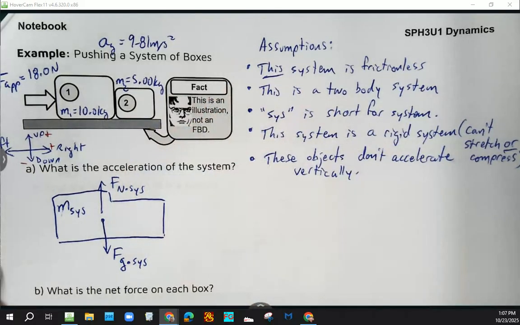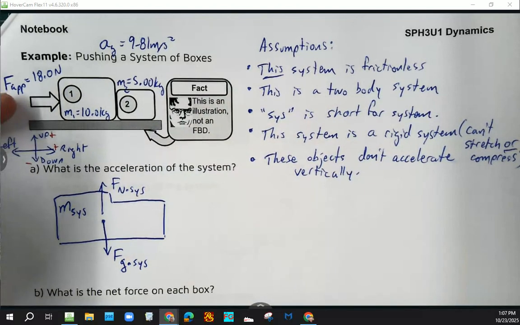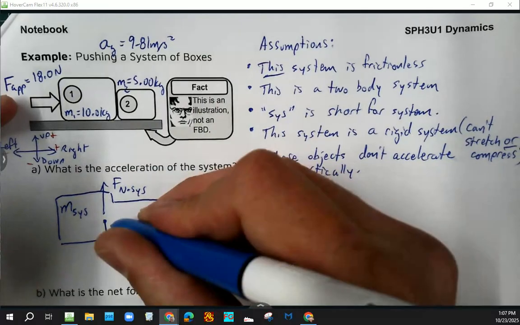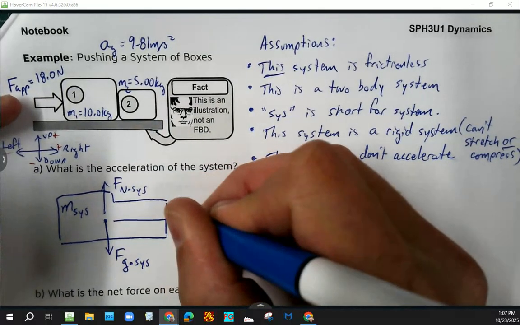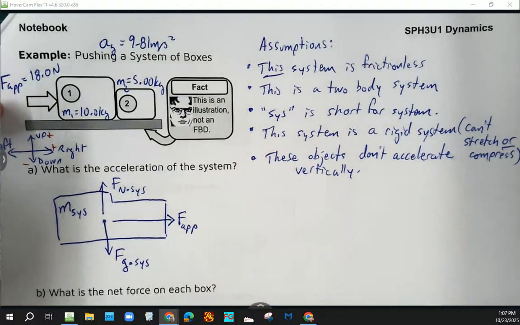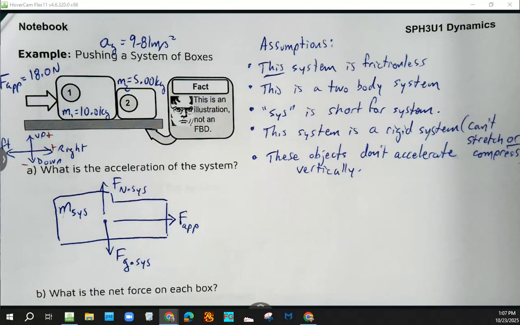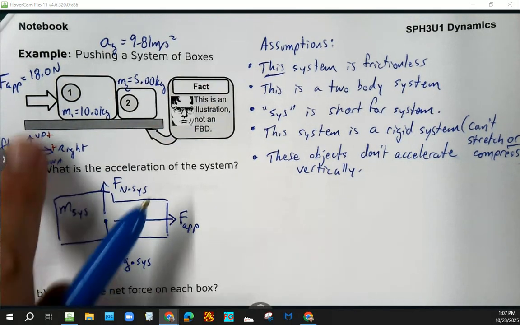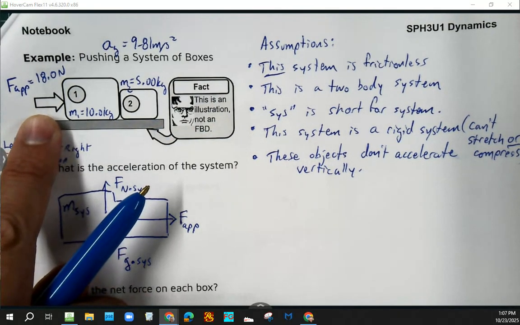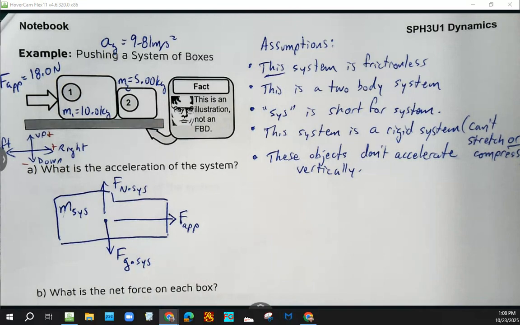and since this is a frictionless situation, there's no force acting to the left if I look at my illustration, but there is an applied force acting to the right. And whenever I do free body diagrams, I have to have my forces acting outwards from the center of mass. So notice that over here in my illustration, there's a force butting up against 1. But when I talk about the free body diagram, it's acting outwards from the center to the right. Okay? Just like a shift in thinking.